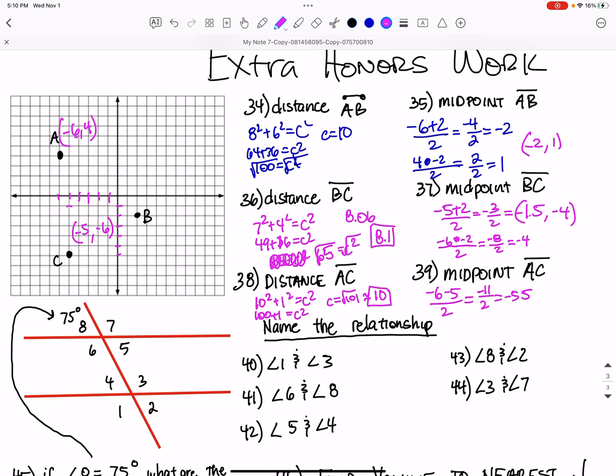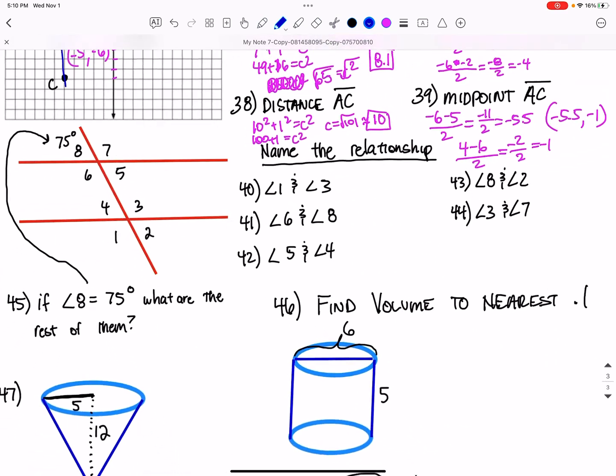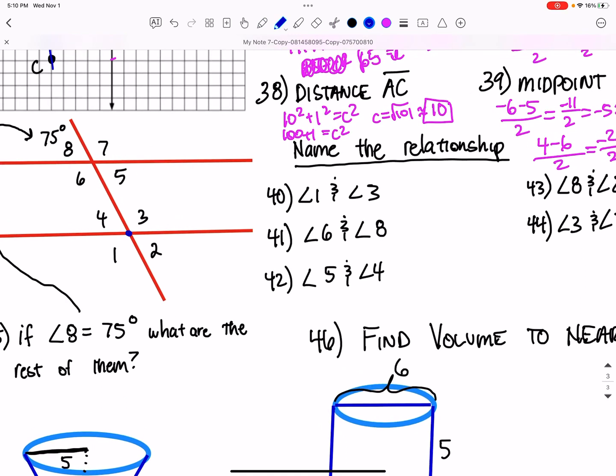And then what's in between 4 and negative 6? Add them and cut them in half. It's negative 2 divided by 2, which is negative 1. So the middle is at negative 5.5 comma negative 1. And if we put a dot, negative 5.5, negative 1 is right there. And that looks like it's dead in the middle of that line. All right, perfect. Next one, let's see, 1 and 3. There's the vertices. They're on the opposite side of the vertices, so they're vertical angles.